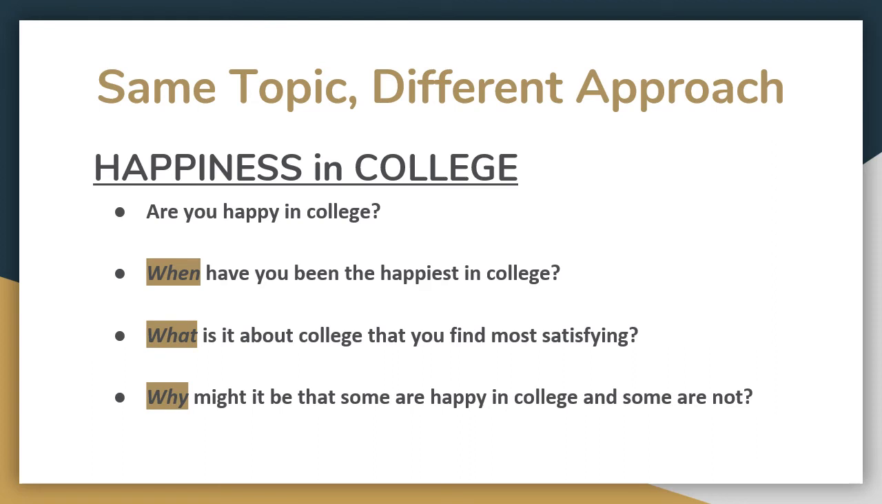There you'd get some analysis of the times that a person has been happy in college and a summary or a conclusion drawn about the common theme from those times. And then finally, why might it be that some are happy in college and some are not? That would get reflection on personal experience and consideration of other people's experiences in college. And then some conclusions drawn about why some are happy and why some are not in college.